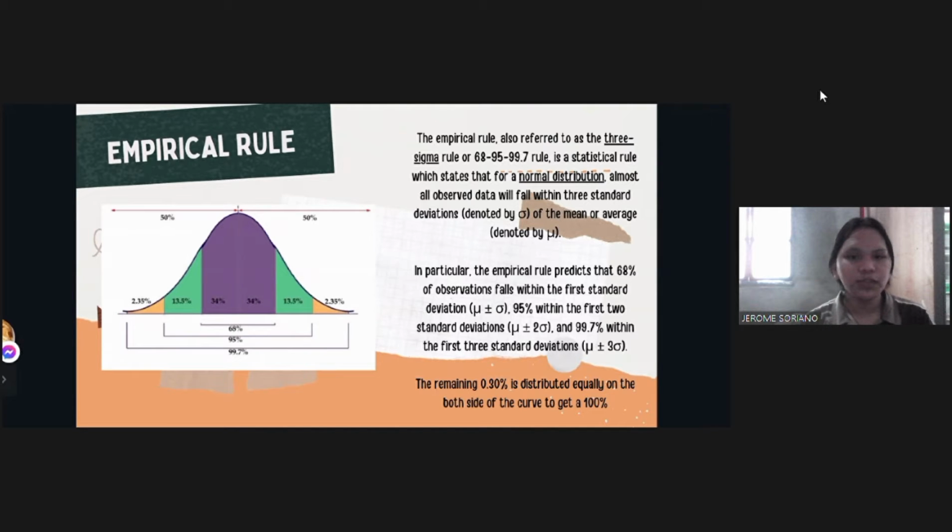So meaning, the 0.30% is divided to get 0.15% on both sides. And as you can see, there is an equivalent percentage for each standard deviation. For the middle part, we have 34% on each side. Then for the following standard deviation, we have 13.5% on each side. And the next standard deviation is 2.35%. And as I said earlier, the 0.15% is at the tail ends of the bell curve.